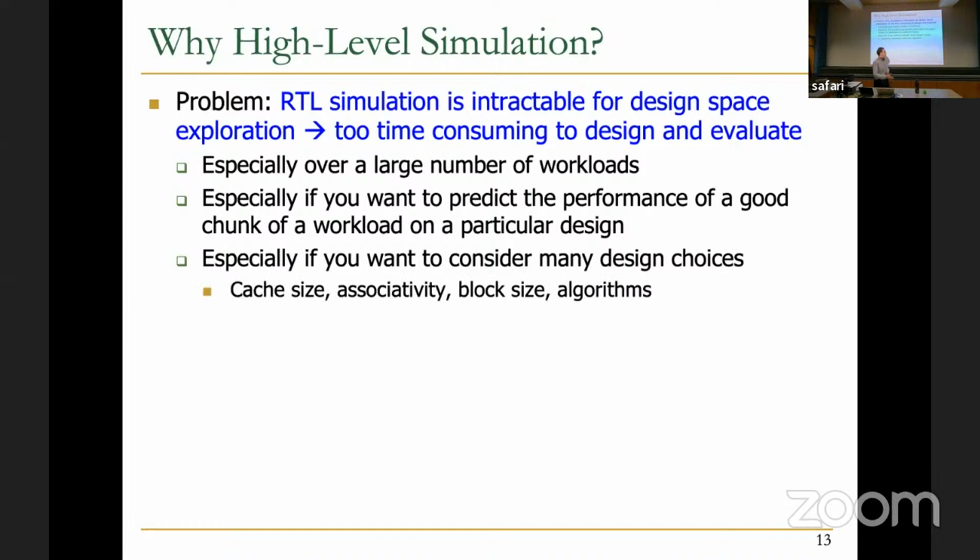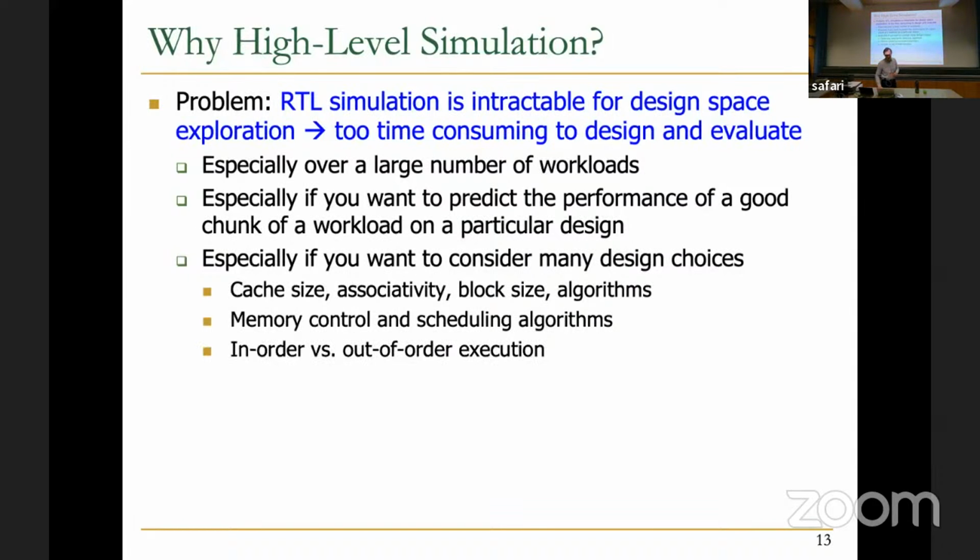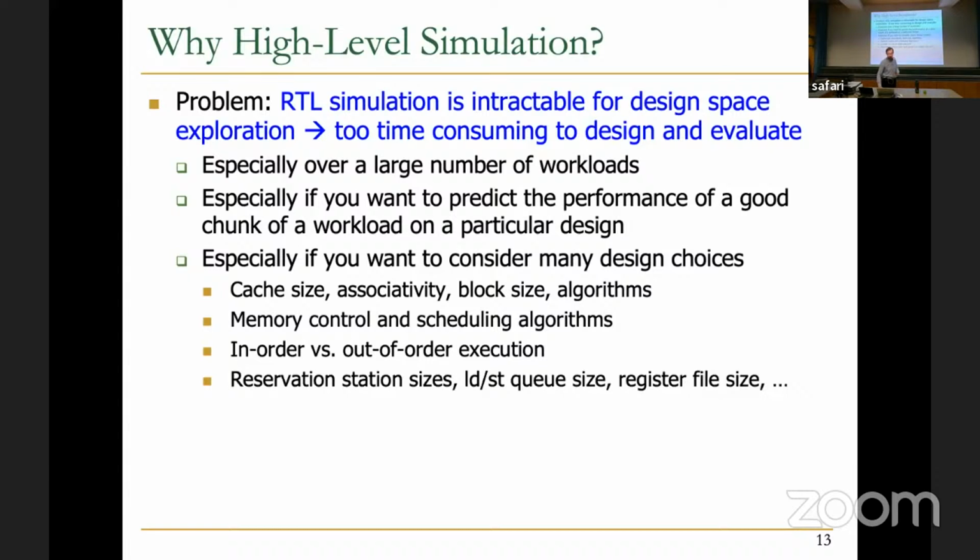And there are many design choices, even if you look at a cache, right? Cache has many design choices. Memory control has many design choices, we will see. Processor core has many design choices. This is more in the processor core and many, many things, basically. Now, you can actually constrain yourself to something small, a memory controller, even that is actually intractable with RTL simulation. But normally we would like to consider even more things, right? Especially if you want to get an overview of the entire system.